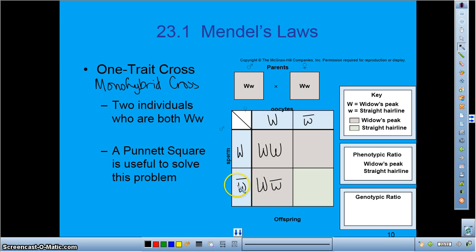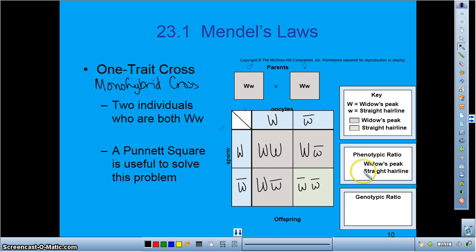So big W, little w. This box is going to be a combination of here and here. So we have big W, little w. And this bottom box is going to be here and here. So little w, little w. And when you do a Punnett square, there's some things that you have to do every single time. You have to tell me the phenotype and the genotype, or the phenotypic ratio and genotypic ratio.